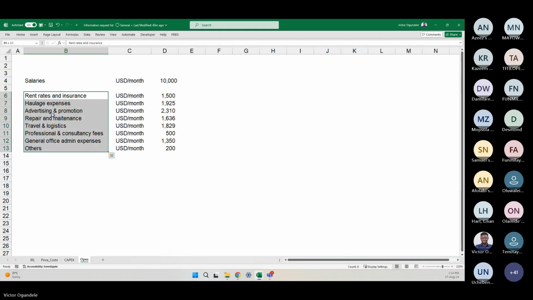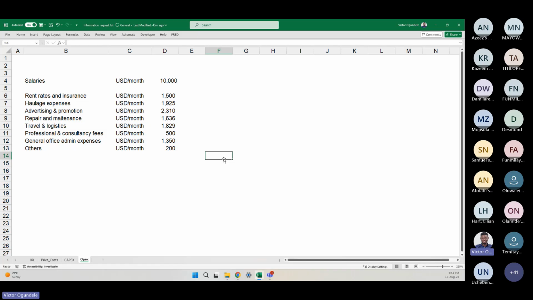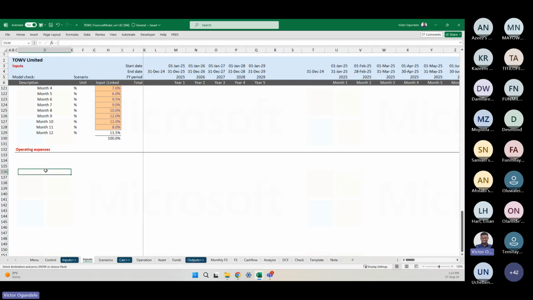Now, I'll come to the worksheet. So the information request list, the one we got from the clients. So just highlight everything from rent, leave salaries for now. I think we need to take care of that. So let's just copy this. I'll copy that.